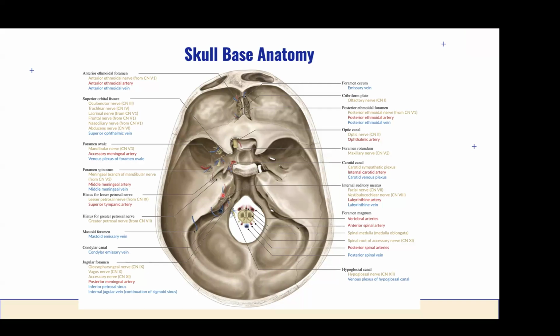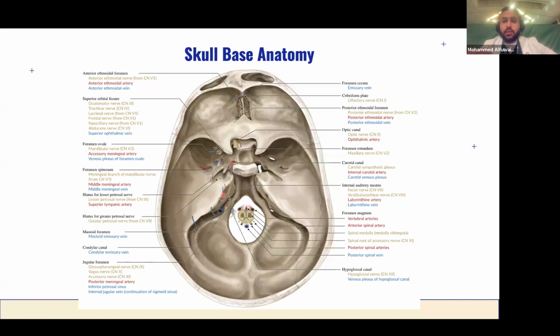Facial and vestibulocochlear. Good. Tamam. Facial, vestibulocochlear. So facial will supply the muscles of facial movement. Vestibulocochlear will have two components, the hearing component and the vestibular component for balance. We'll get to all of that function later.